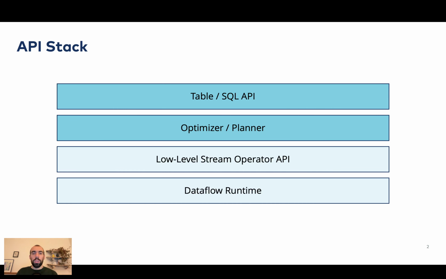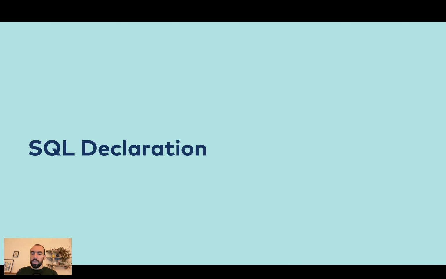In this video, I will not go into the details of the data flow runtime nor the low-level stream operator API. I will focus purely on the optimizer and planner part. So let's get started. Of course, we start at the top. So that means we start with a SQL declaration. I have brought 3 examples, and for each of those examples, we will go from SQL through optimizer all the way down to the output of the optimizer.